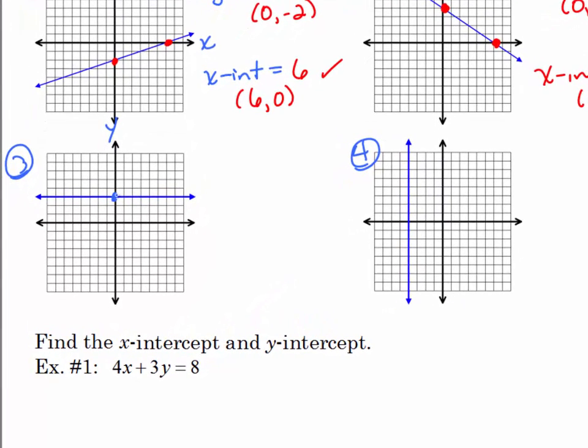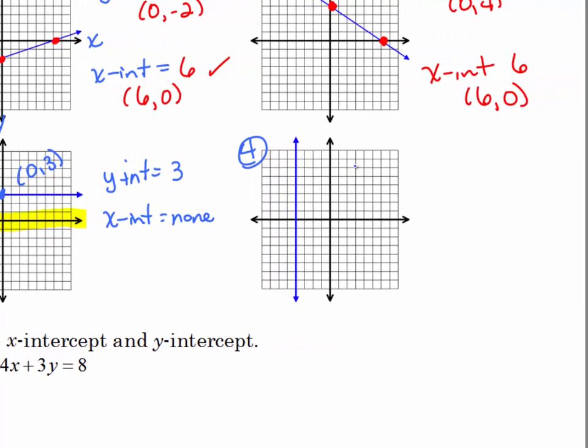So now we have those special lines of horizontal and vertical. This one has a y-intercept, and that seems to be 3, but for the x-intercept, it never crosses the x-axis. So there is no x-intercept. But again, this ordered pair would be (0, 3).